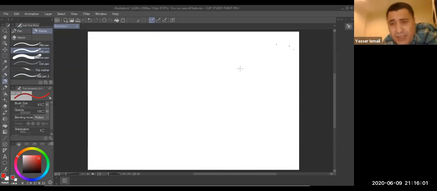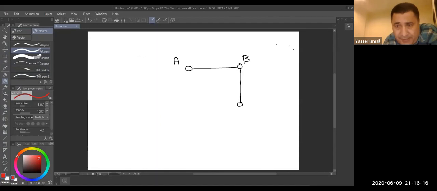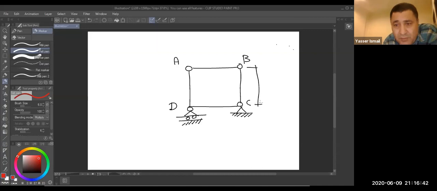Very simple truss. You have a joint, another joint, a member, joint. So A, B, C, and D. Member, and support. Another support, roller support, hinged support. Three feet.